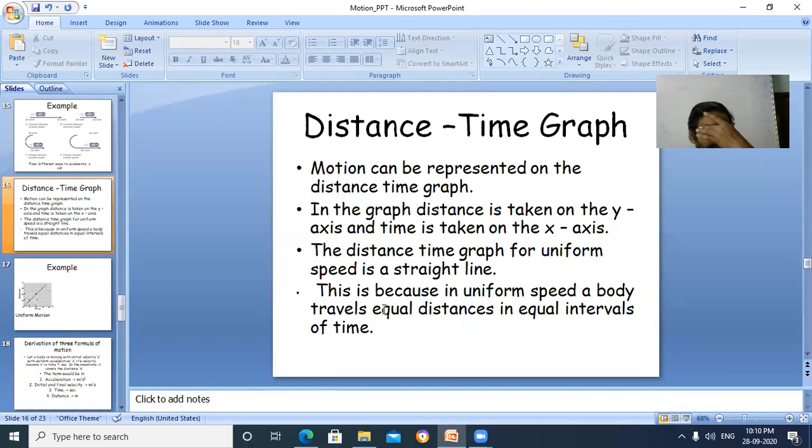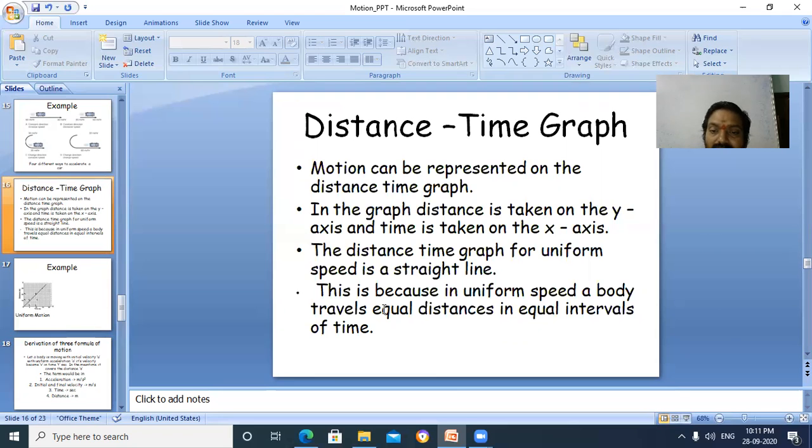Next thing, very importantly, is the distance time graph. If the distance is plotted against the time on a coordinate plane, that is y-axis and x-axis, whereas distance is taken on the y-axis and time is taken on the x-axis, it shows how the distance changes. So if the distance is plotted as a function of time, it can be represented on the distance time graph. The distance time graph for uniform speed is always a straight line, because uniform speed means equal distances in equal intervals of time.